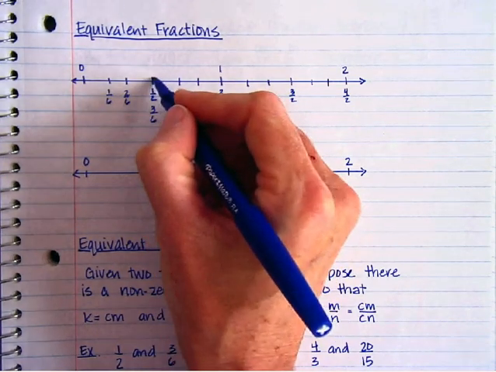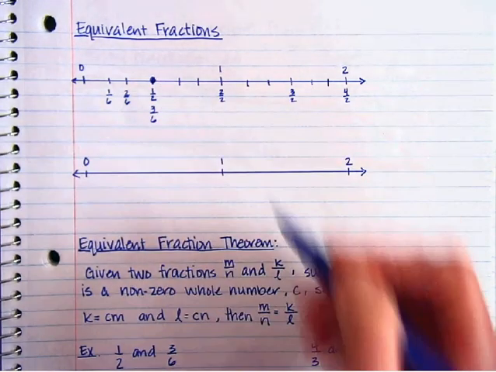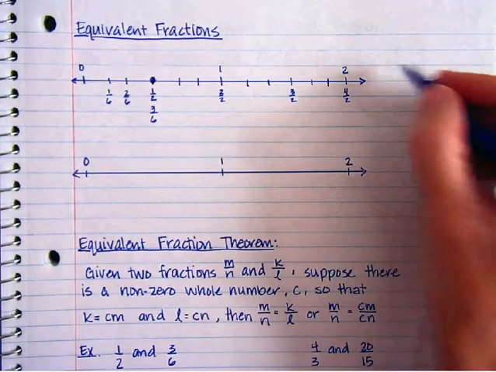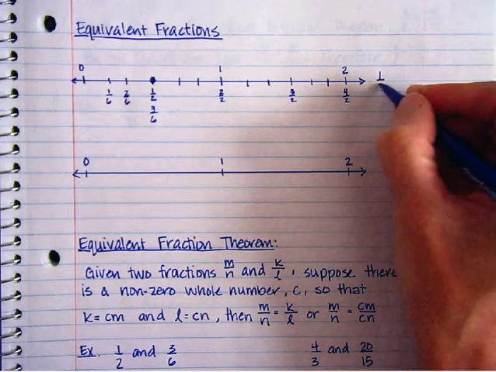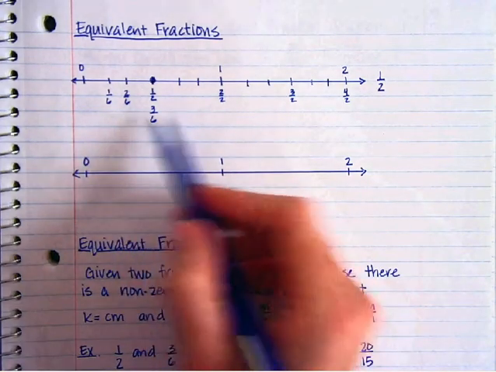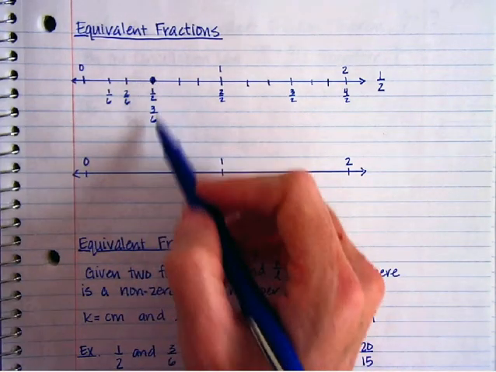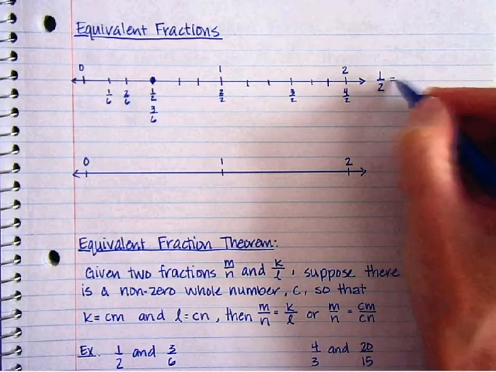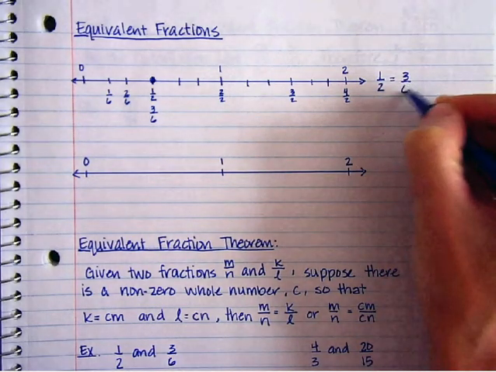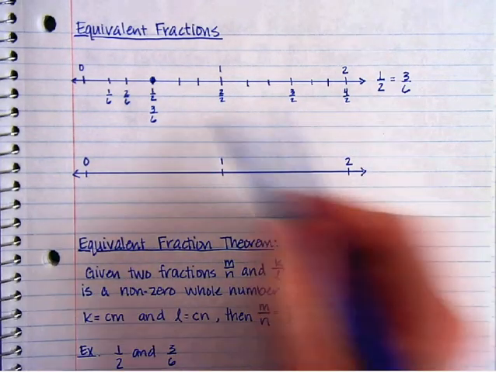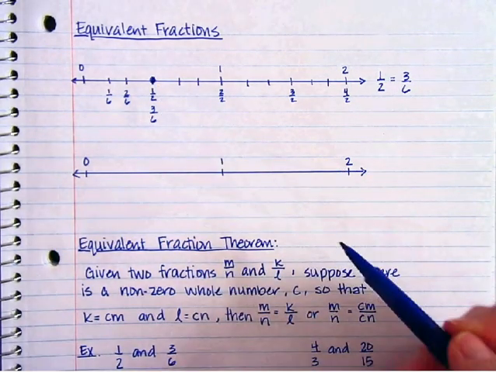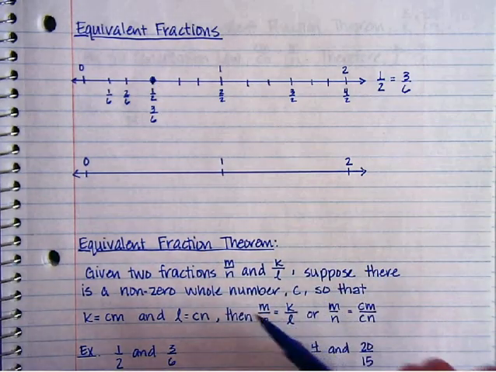So what has happened here is this particular point on the number line is 1/2. But if I partition into smaller parts, it also becomes 3/6, which is an equivalent fraction. And again, remember, they're equivalent because they occupy the same point on a number line. Okay, let's try that again with another number.